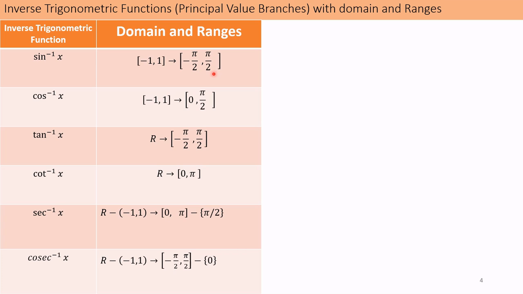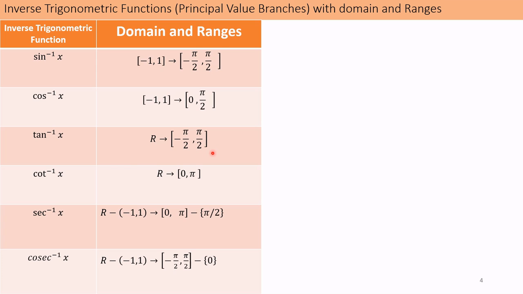For cos inverse of x, the domain is -1 to 1, when it is mapped onto 0 comma pi. For tan inverse of x, the domain is all real numbers, and the range of tan inverse of x is between -pi/2 comma pi/2.